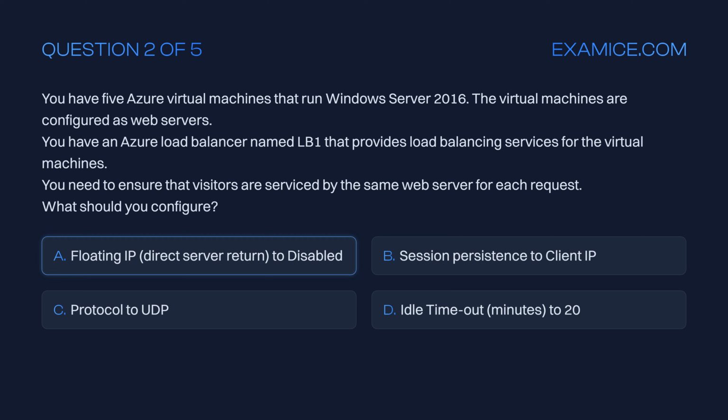Option A. Floating IP to disabled. Option B. Session persistence to client IP. Option C. Protocol to UDP. Option D. Idle timeout to 20.